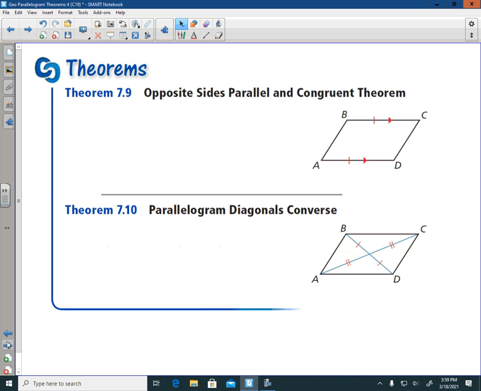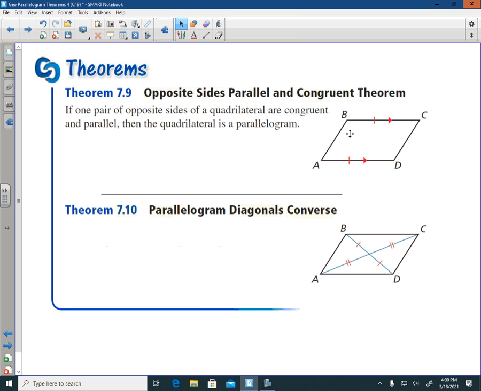So this first one, the opposite sides parallel and congruent theorem, is interesting. It's not really a converse of one of the others that we talked about, so it's a little bit of an odd man out kind of thing. But the basic idea in the opposite sides parallel and congruent theorem is this: if one pair of opposite sides of a quadrilateral are congruent and parallel, then the quadrilateral is a parallelogram.